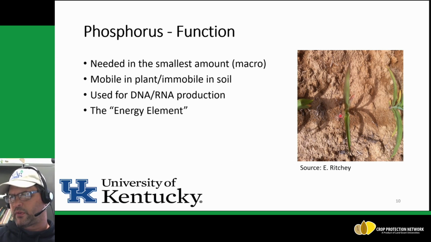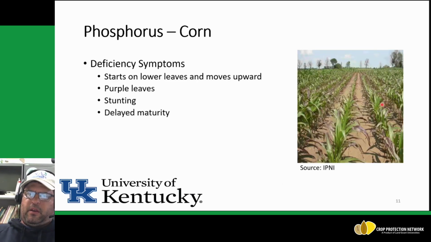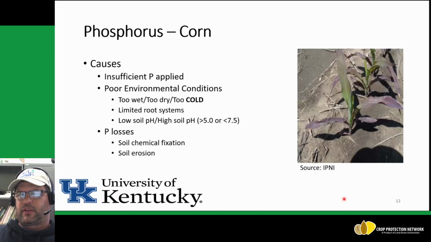We can see phosphorus deficiency here, not a super strong case, but we can see the purpling on these lower leaves. The deficiency symptoms start on the lower leaves and move upwards. We can see quite a bit here, the purpling, not quite as much at the top. It's working its way up. Stunting, we can see that here in the mid part of this picture. Pretty severe phosphorus deficiency. It can delay maturity and, of course, hurt yield, just like any severe deficiency.